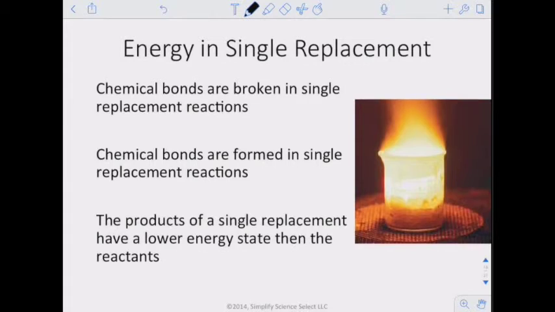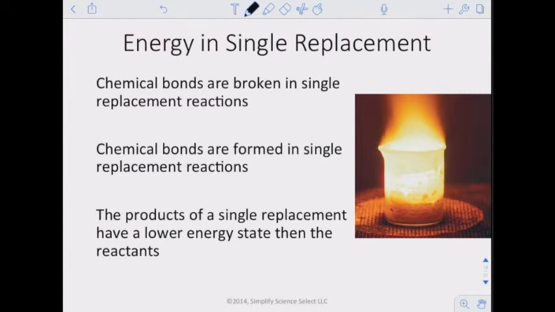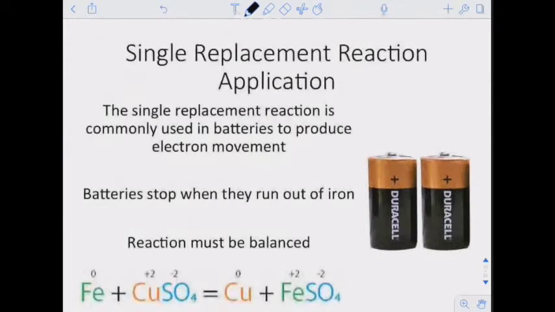Now, energy in a single replacement reaction. Chemical bonds are broken in single replacement reactions, and chemical bonds are formed in a single replacement reaction. So the products of a single replacement have a lower energy state than the reactants. And so what we see is that the more unstable thing is becoming the more stable thing. So it's at a lower energy state, and it generally releases energy.